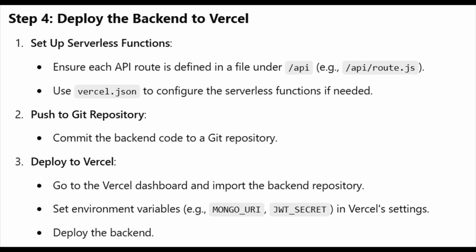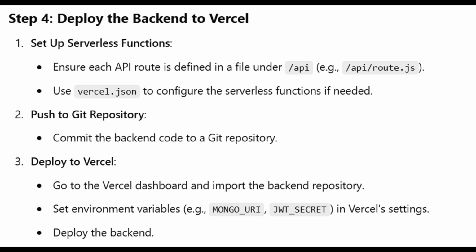Step 4. Deploy the backend to Vercel. Set up serverless functions. Ensure each API route is defined in a file under /api, example /api/route.js. Use vercel.json to configure the serverless functions if needed.